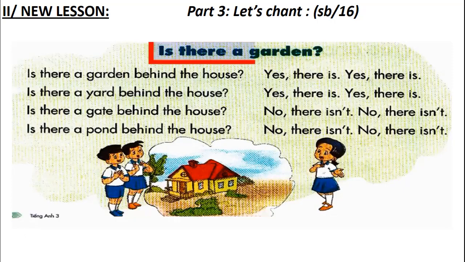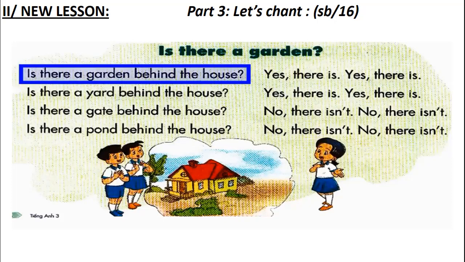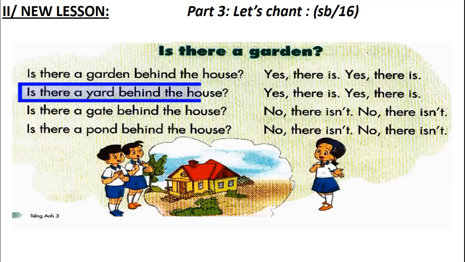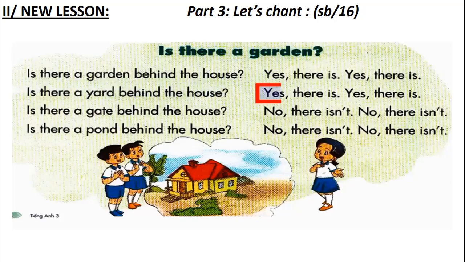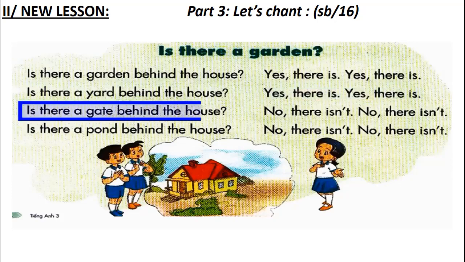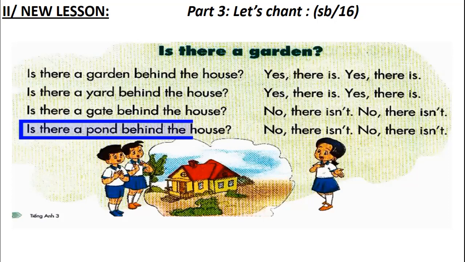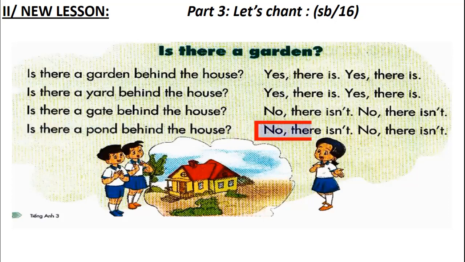Is there a garden? 1, 2, 3, 4. Is there a garden behind the house? Yes, there is. Yes, there is. Is there a yard behind the house? Yes, there is. Yes, there is. Is there a gate behind the house? No, there isn't. No, there isn't. Is there a pond behind the house? No, there isn't. No, there isn't.